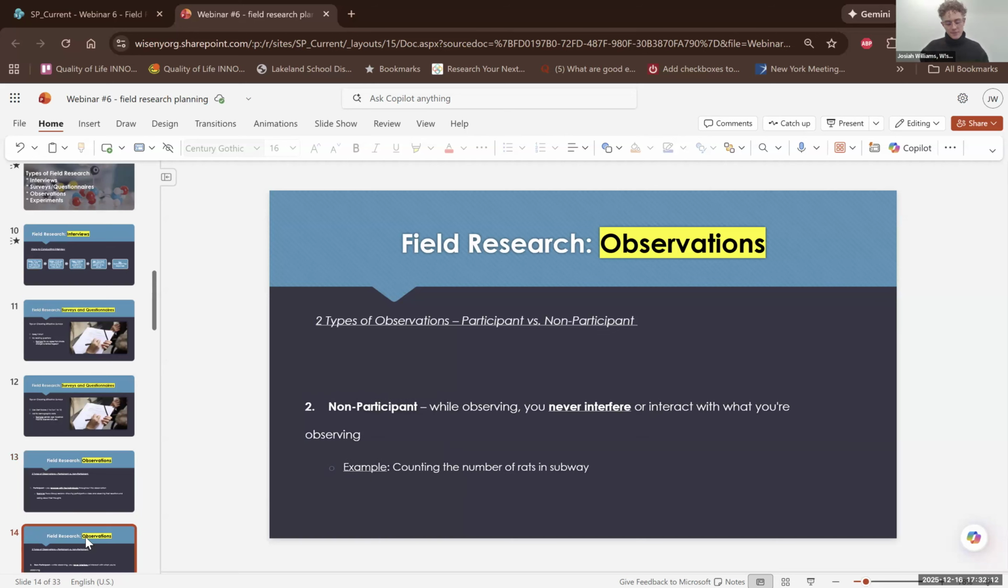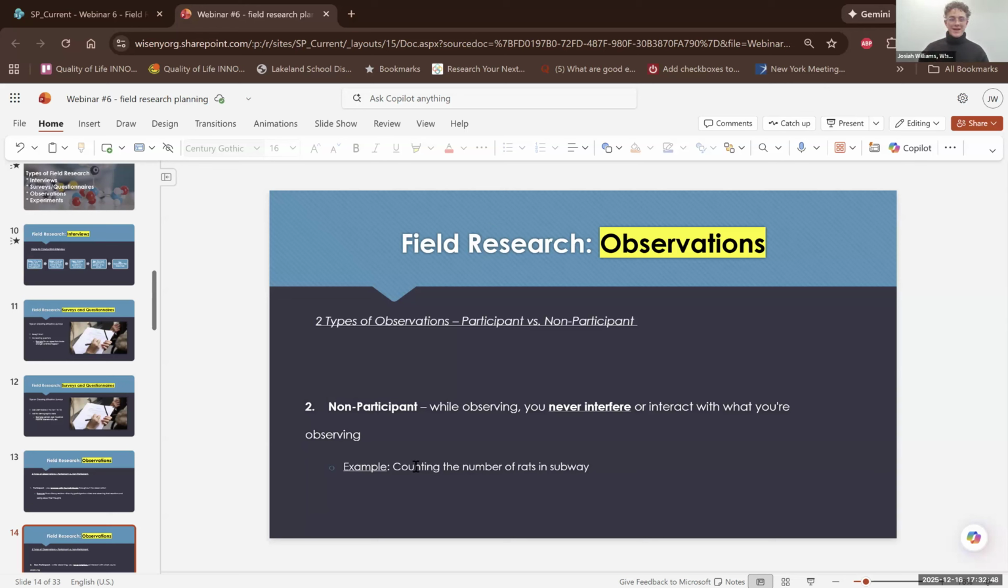The second type is called non-participant observational research. And this is where you do not interfere. You stay back and you're like, I'm not here. And you're just taking notes of what people or objects do in their natural environment. So a great example of this is just counting the number of rats in the subway. You're not throwing them food, you're not making noise, you're not trying to scare them. You're just counting one, two, three, four, five, six.